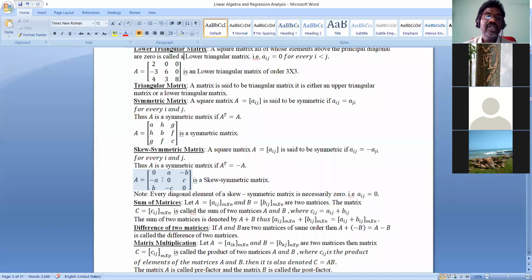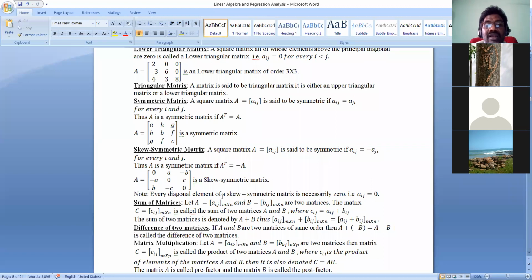For example, if all the principal diagonal elements are zeros and the remaining have negative signs, vice versa, we get capital A equal to 0, a, b; minus a, 0, c; minus b, minus c, 0. This is called a skew symmetric matrix. If we take A transpose, this becomes 0, minus a, minus b; this becomes a, 0, minus c; this becomes b, c, 0. So there is a change in the negative sign. We get A transpose equal to minus A. Then this is called a skew symmetric matrix.